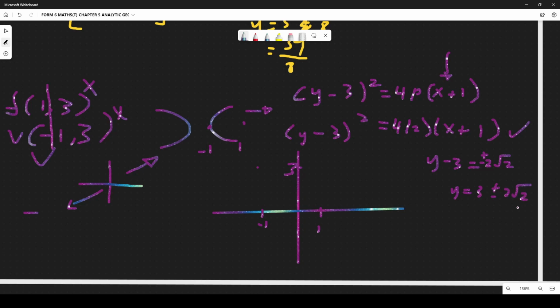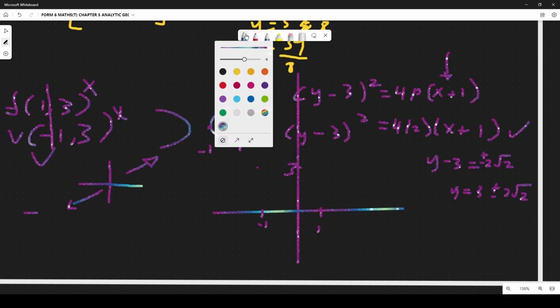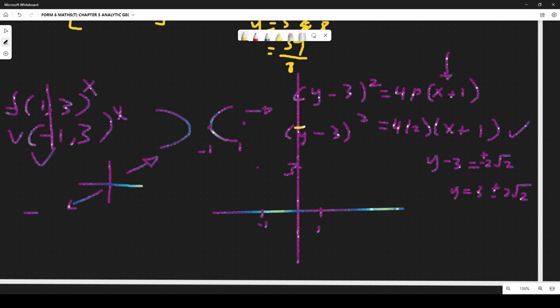So I'm pretty sure this will be the... let me just extend the graph. Maybe here. I use a different color, the yellow like before. So this will be 3 plus 2 root 2, and I think 3 minus 2 root 2. Is that a positive value? Is that a negative value? Can someone quickly check on your calculator?